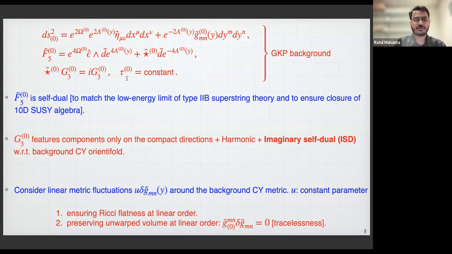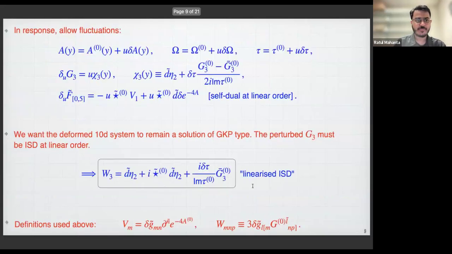So I should mention that the knot has been used here to denote a background, and we are fluctuating away from the backgrounds through a constant parameter U. But we are ensuring Ricci flatness at linear order, and also preserving the unwarped volume at linear order. This is because we want to deal with the non-volume geometric modulus. The volume modulus has already been dimensionally reduced earlier.